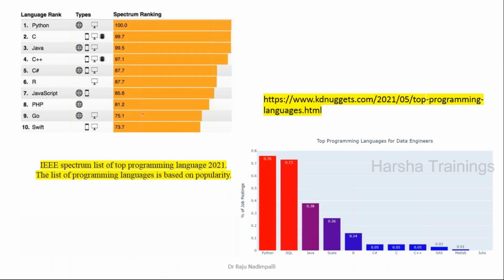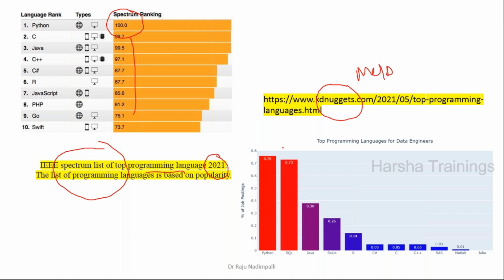Now, I'll tell you some statistics. IEEE has rated Python as a top programming language. I have taken the statistics from 2021. Python is the language most people are using nowadays. KDnuggets is another website for machine learning and data science. It has also rated Python as the best language to learn nowadays.